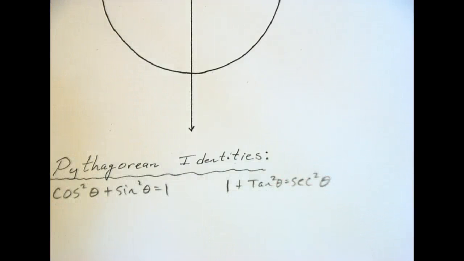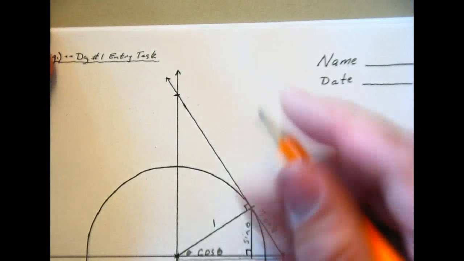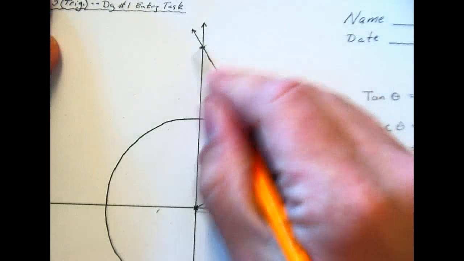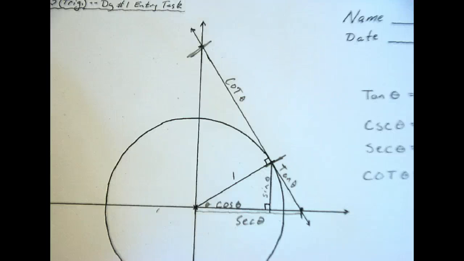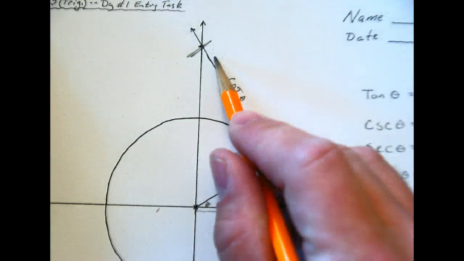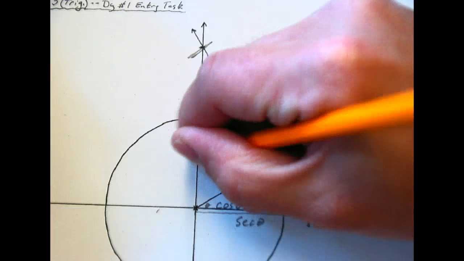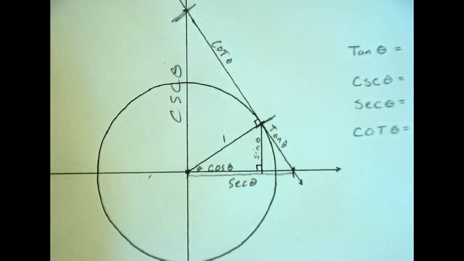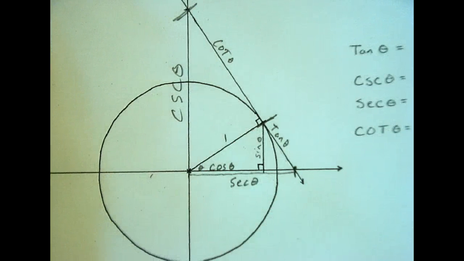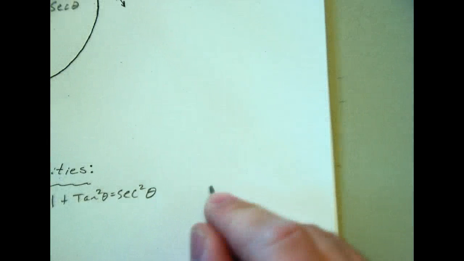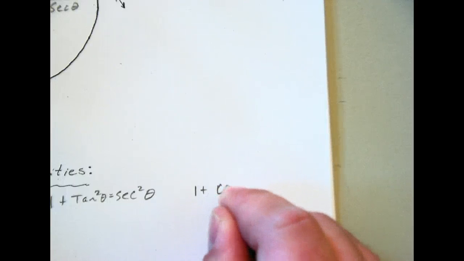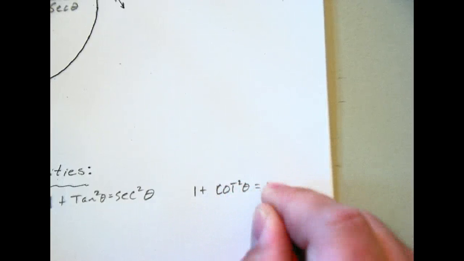All right? And then we know that this right here is cotangent theta, and that runs from there to there. Okay? And 1 plus cotangent squared is equal to this right here, which is cosecant theta. Cosecant squared there. Okay, so we have this right triangle as well. All right, so we could add our last identity of 1 plus tan or cotan squared equals secant or cosecant squared.